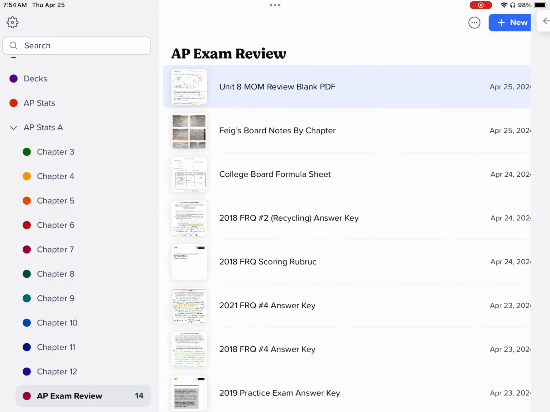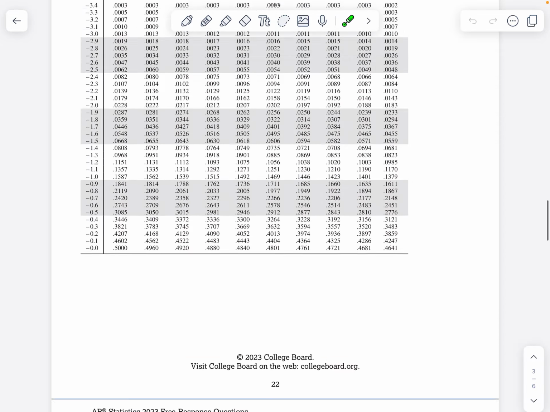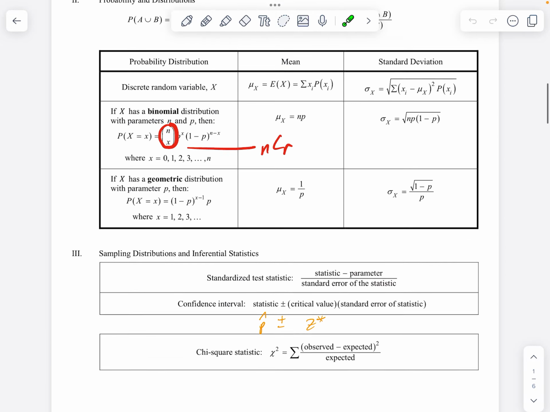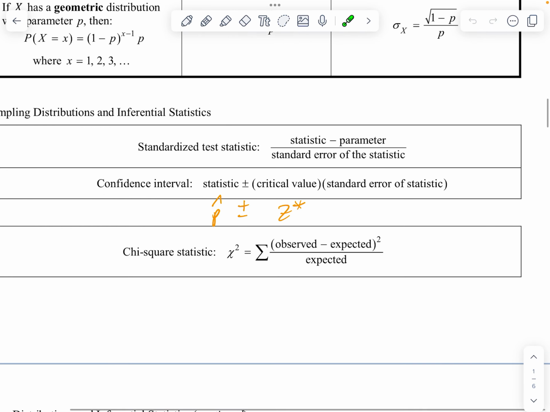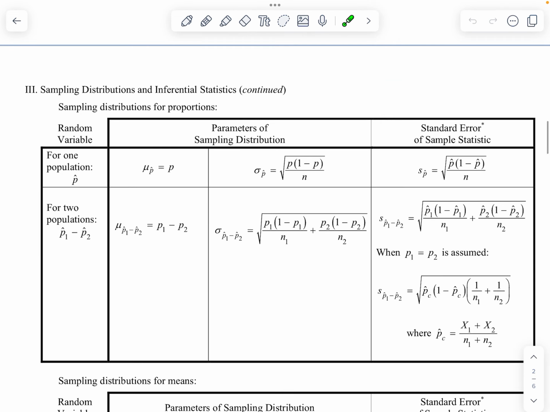If you're wondering where this is in your cheat sheet, this would be a good thing to look at. So they give you here the basic interval formula, right? Your statistic is your p-hat, your critical value is your z-star, and then the standard error. This is the general formula. To get the specific formula, you've got to look down for what is the standard error when you're doing a p-hat, and it's right here. So you do have to piece it together, okay?